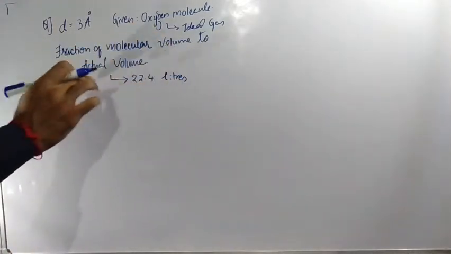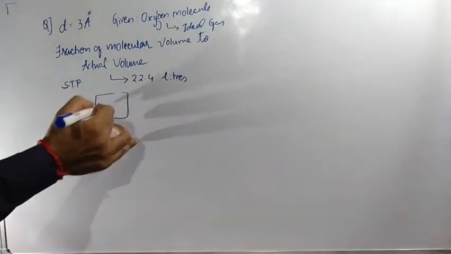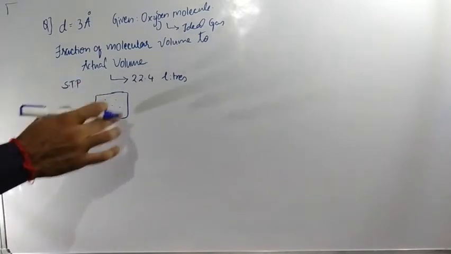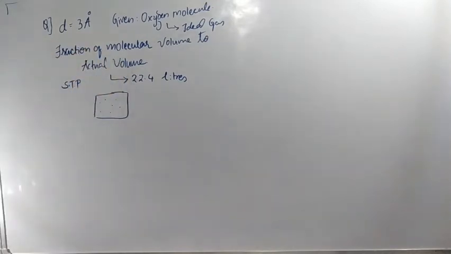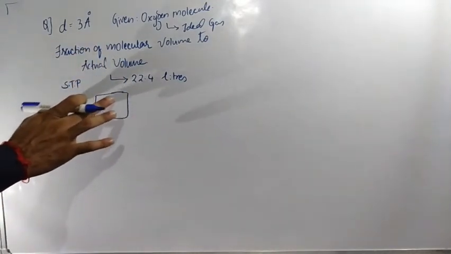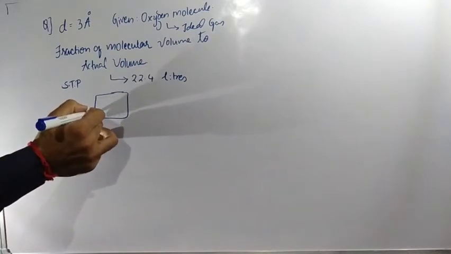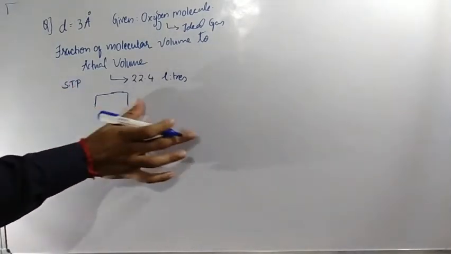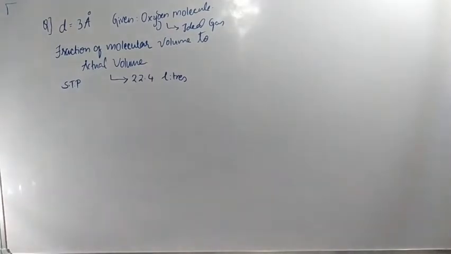Molecular volume is different, actual volume is different. If we have a container like this with molecules like this, this is the volume of gas, or we can treat it as the actual volume. If we pack the whole system by keeping one molecule next to another like this, this volume is known as the molecular volume. So first of all we have to calculate the molecular volume. Now, how to calculate it?